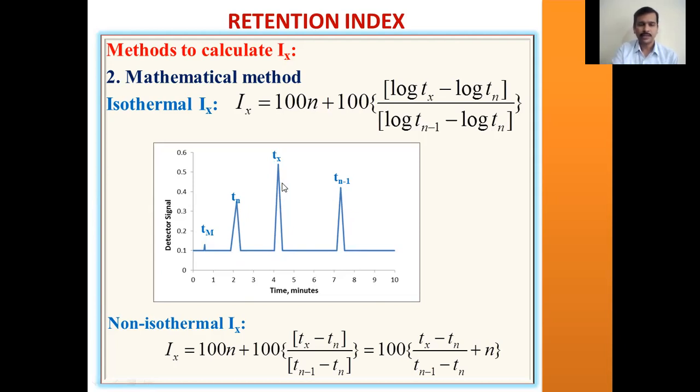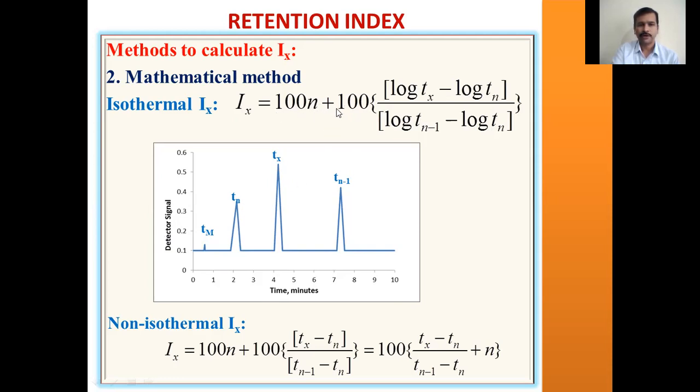So Tx is the retention time of the unknown compound. Tn is the retention time of the compound getting eluted first, before the unknown compound. Tn minus 1 is the retention time for the solute getting eluted after the unknown compound. So these can all be obtained from the chromatogram. So for the mathematical method, tM is not necessary. tM is not used. Where n is the number of carbon atoms present in the compound getting eluted before the unknown compound. Before the unknown compound, right?